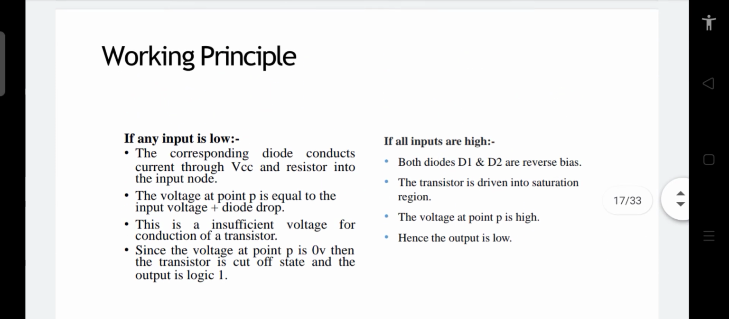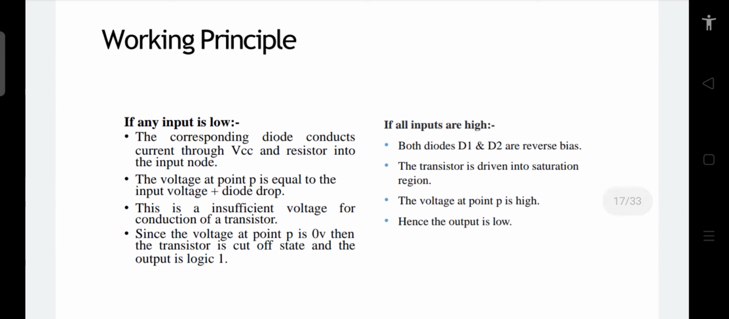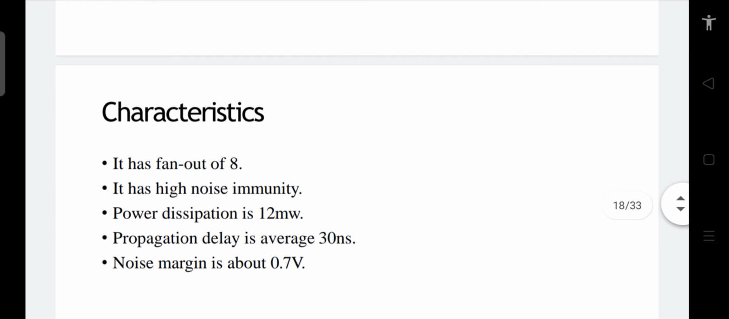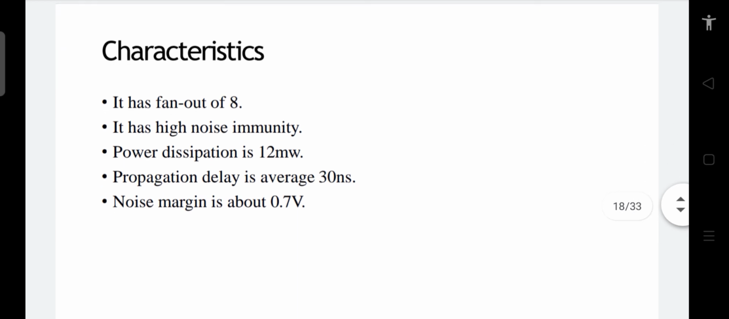The working principle I have already discussed: if any input is low, what happens, and if all the inputs are high, what happens. I have already explained this, so you can understand the working. Then the characteristics of this logic family: it has a moderate fan out, in the range of 8, so lower than 10, but still better than the previous logic family, which was RTL.